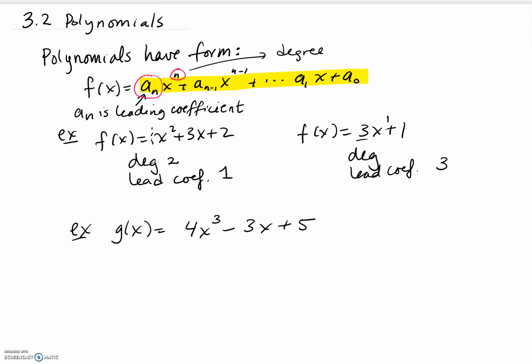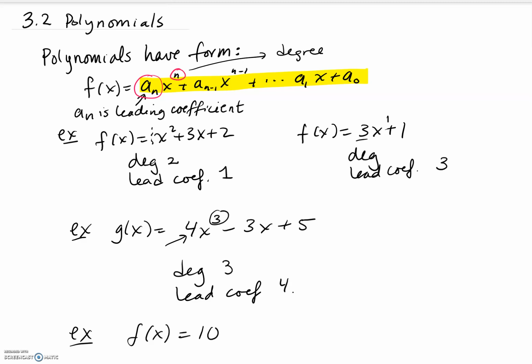For example, this is another polynomial. It's got degree 3, and the leading coefficient is 4. If you have things like, let's say, f of x equals 10, a constant, then the degree of that is automatically going to be 0 because you see no variables and no x's involved.